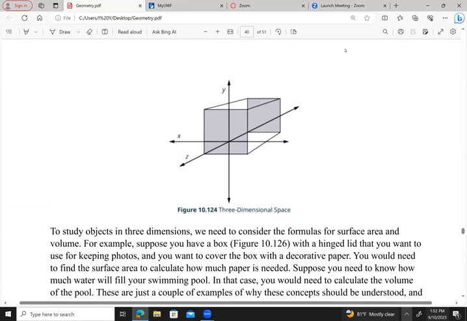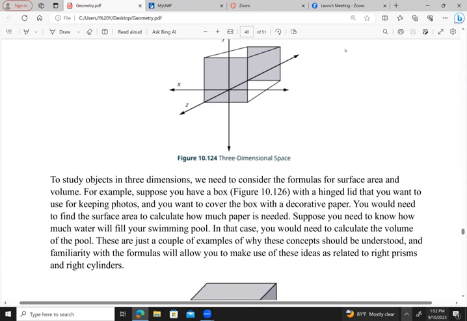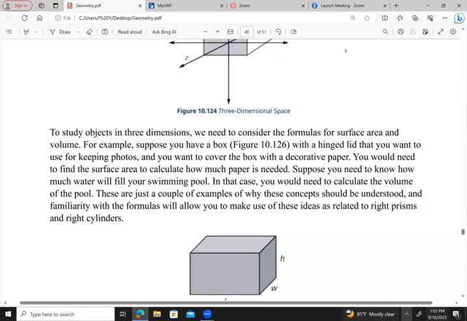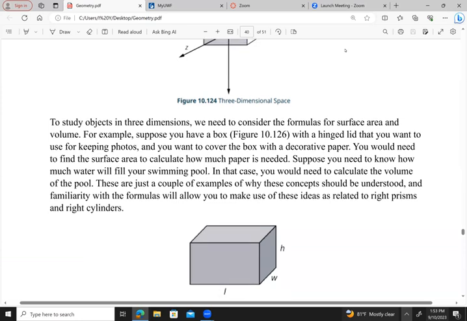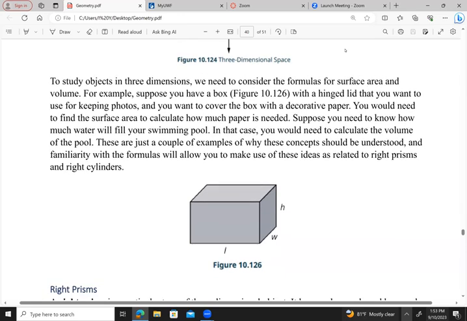To study objects in three dimensions, we need to consider the formulas for surface area and volume. For example, suppose you have a box with a hinged lid that you want to use for keeping photos, and you want to cover the box with a decorative paper. You would need to find the surface area to calculate how much paper is needed. Suppose you need to know how much water will fill your swimming pool. In that case, you would need to calculate the volume of the pool. These are just a couple examples of why these concepts should be understood, and familiarity with the formulas will allow you to make use of these ideas.